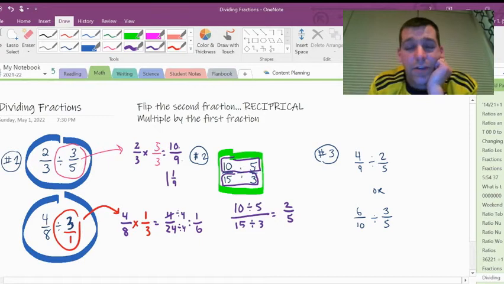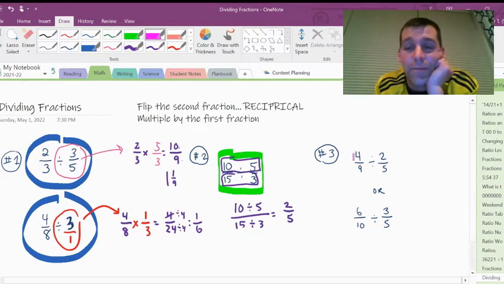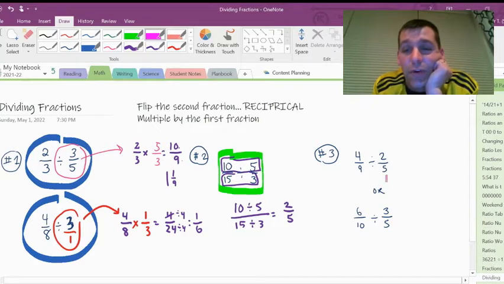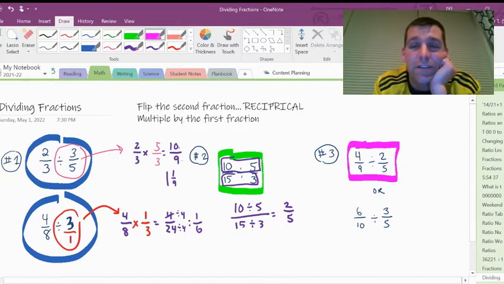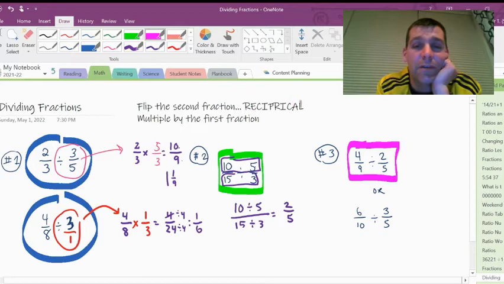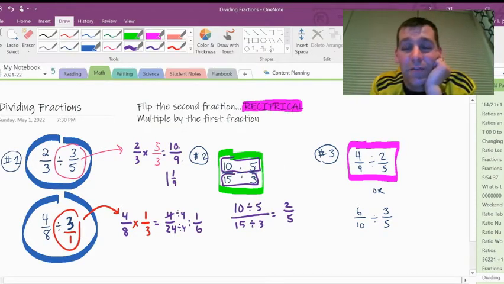Let's take a look at number 3, and I want you to pause the video if you need to, in order to figure out what you might decide to do. In this first example, I have 4/9 and I'm dividing it by 2/5. If I look at my two fractions, do you think I should go with my first idea, which is flipping and doing the reciprocal, or do you think I need to come down here and just divide across? What do you think?